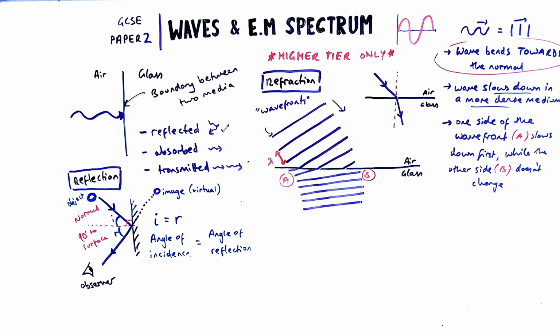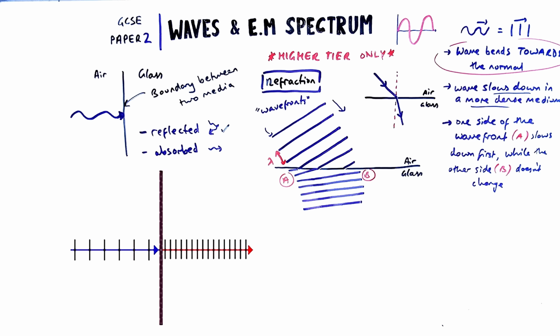It's worth noting at this point that the diagram would not look the same if the wave wasn't travelling at an angle. If it was travelling perpendicularly to the surface, nothing would happen, it wouldn't change direction. It's all because it travels at an angle, one side of the wavefront hits the surface first.